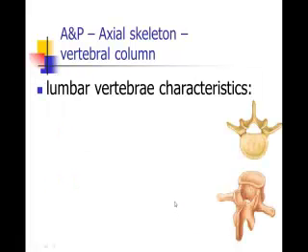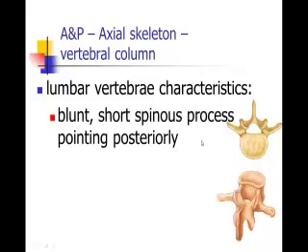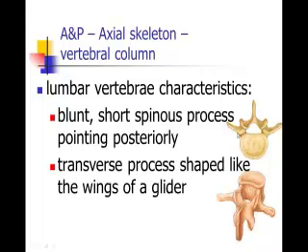Lumbar vertebrae, they also have characteristics that are different than the others. One characteristic is it has a short, blunt spinous process, and that points posteriorly, right here. The transverse processes go out like the wings of a glider. Now this one's not quite as extreme as some, but they go out like that. And if you were to cut right through here, you'd have muscle here and muscle here. This would be the bony part of a T-bone steak, if any of you have ever seen a T-bone steak.